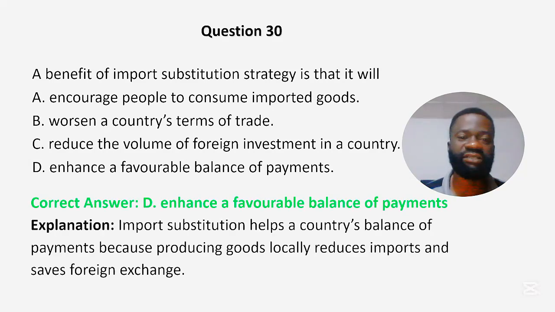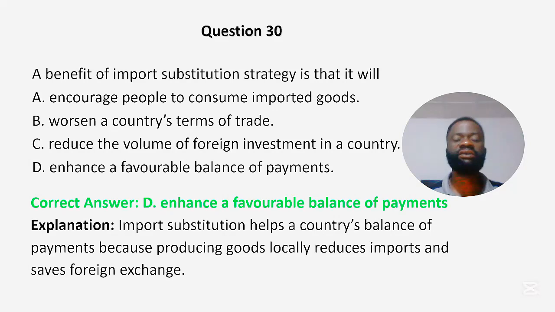The correct answer is D. It enhances a favorable balance of payments. Import substitution helps a country's balance of payments because producing goods locally reduces imports and saves foreign exchange.